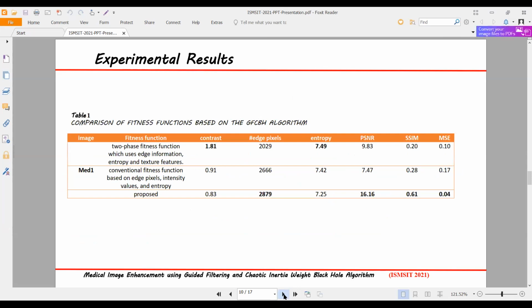Now we have an experimental result. At the experimental result, I compared the performance of two state-of-the-art fitness functions with our proposed fitness function on only one medical image, and I showed the performance with 6 evaluation metrics: contrast, edge pixel, number of edge pixels, entropy, PSNR, and SSC and MSC. As you can see, the performance of our proposed fitness function compared to other approaches in most of the metrics is better than these two state-of-the-art fitness functions.